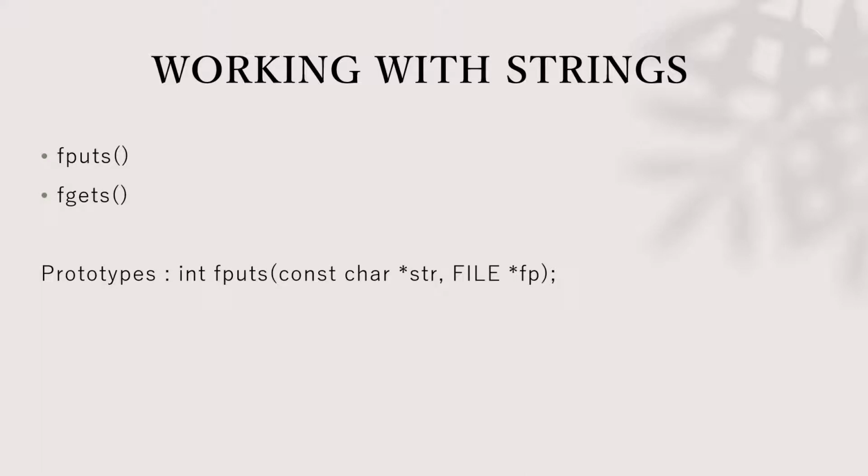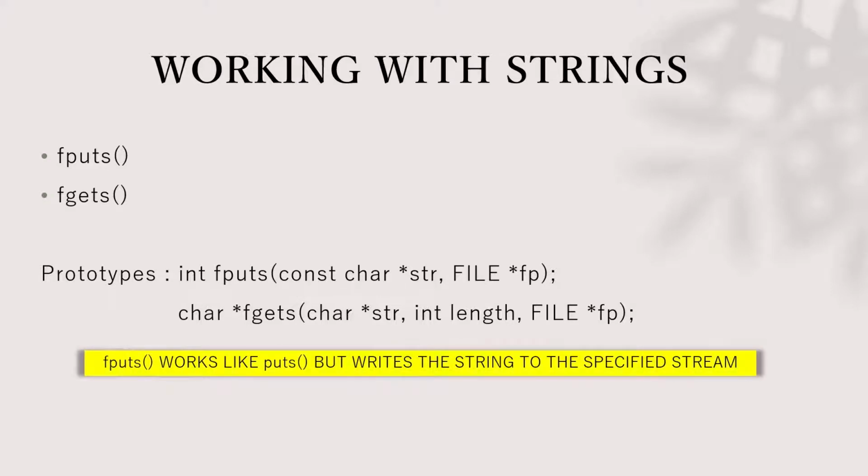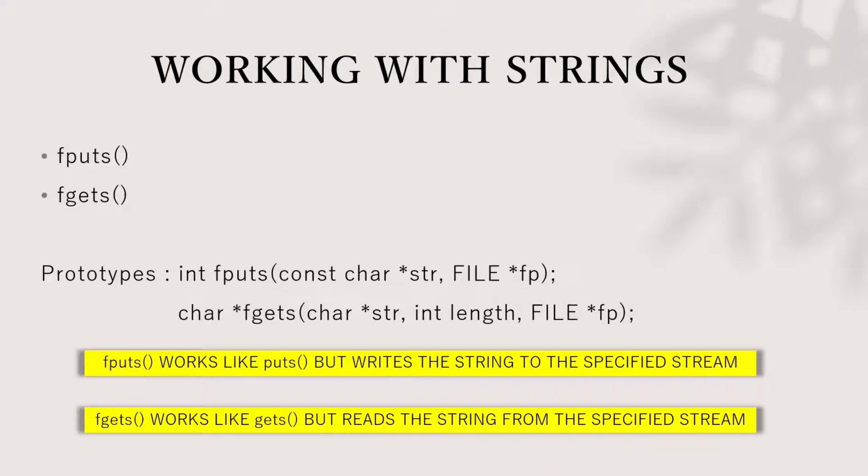The prototype: int fputs(const char *str, FILE *fp). So this is taking as arguments a pointer to a string of characters, and the file pointer. char *fgets: fgets returns a pointer to a string of characters. It takes 3 arguments: the pointer to the string of characters, the length, that is the number of characters we want, and the file pointer. Right? Now in terms of fputs, it works like puts, but of course writes a string to the specified stream, and fgets works like gets, but we are reading the string from the specified stream.